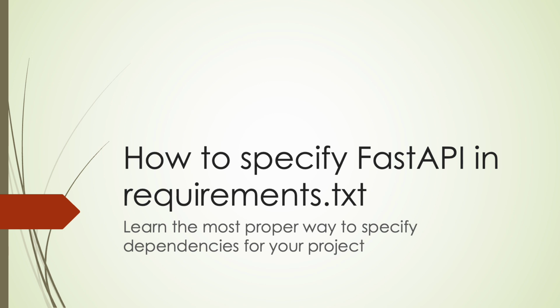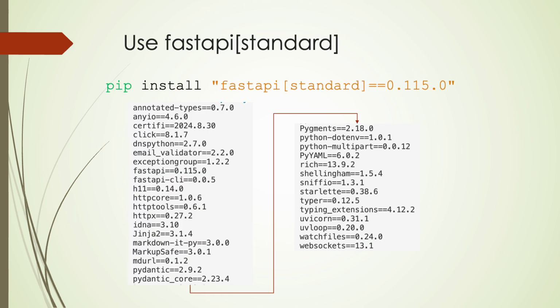Let's check it out. You may want to use FastAPI Standard, as recommended on the official website, because it will install all the dependencies for local development. However, if we check what packages are installed in the virtual environment using pip freeze, you will be surprised. Up to 35 packages are installed. Most of them may never be used by your project. It will increase the size of your Docker image and will also increase the probabilities for package conflicts.